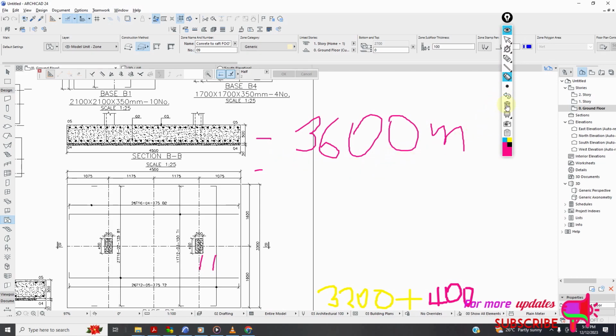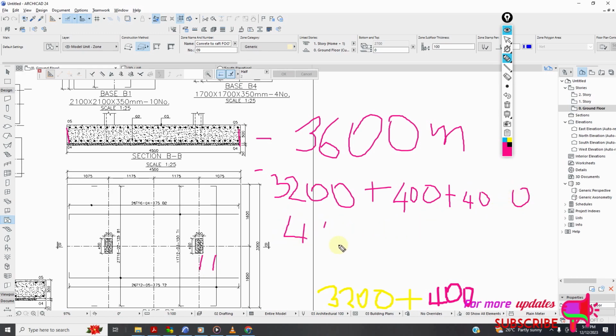So it will be like 3200, now plus 400 for this side, plus another 400 for this side. So plus 400 again. Now that will be a total length of 4000.